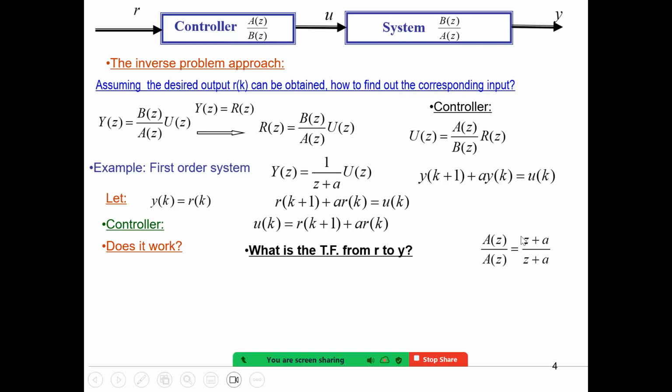Without going through the time domain equation, this is the transfer function relating the input and output, right? Clearly, there's a condition for this model to be stable. This A has to be stable, otherwise the system will be unstable. So you can see.